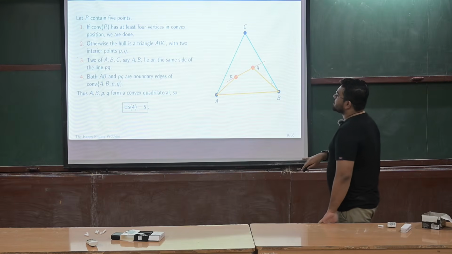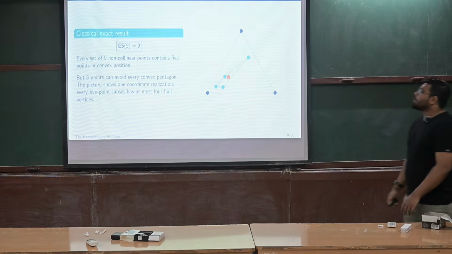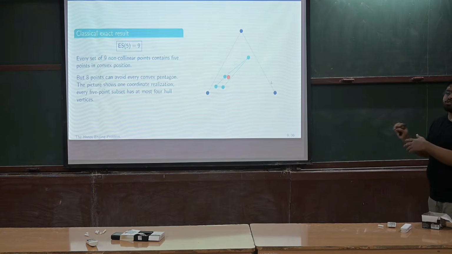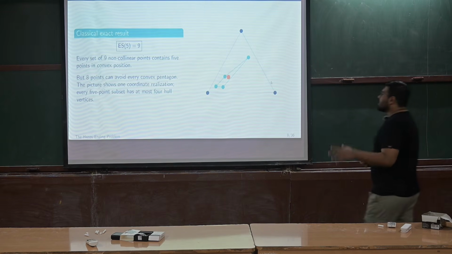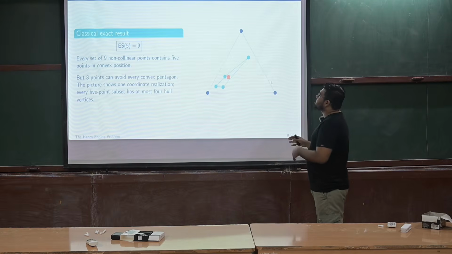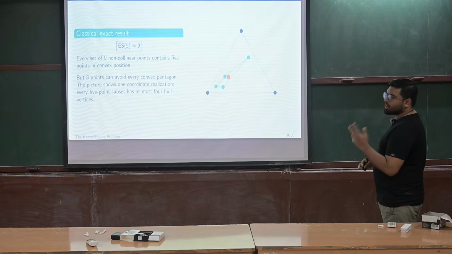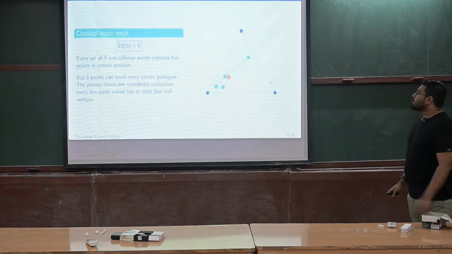So the Erdős-Szekeres function of 4 is 5. And then for a pentagon, it's 9. I need to do a lot of case bashing to prove that it's 9. So this is a picture that could potentially show you how 8 points can never form a convex pentagon; there's a case where 8 points do not form a convex pentagon.